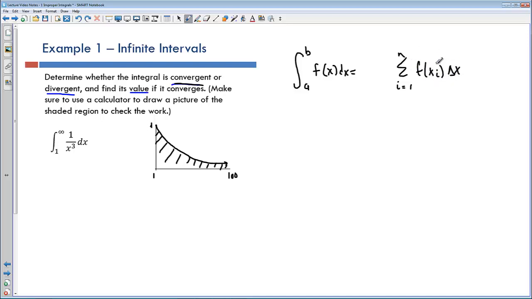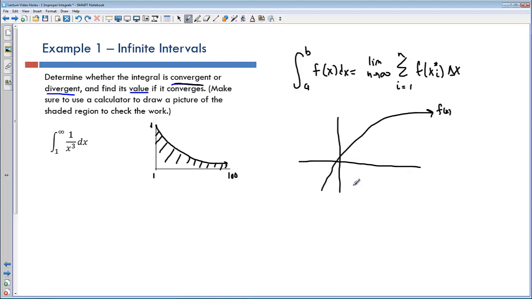Sometimes we put a little star here because x sub i is just a number inside one of our little intervals. And we take the limit as n goes to infinity. And that's actually our definition for our definite integral. If we want a little picture that goes with this, so you can see what those symbols actually represent, we can draw it here just for fun.